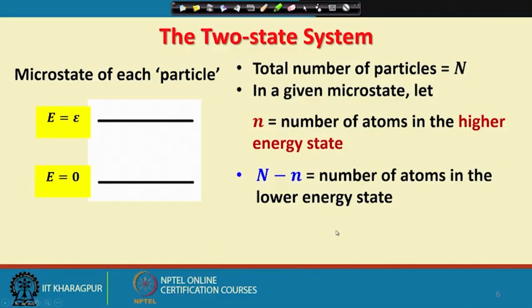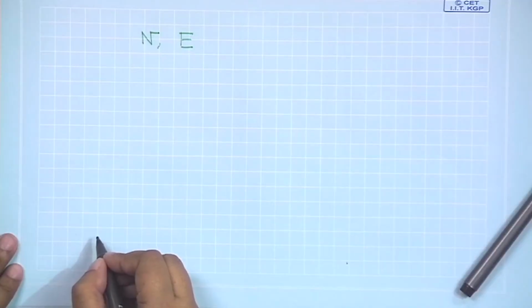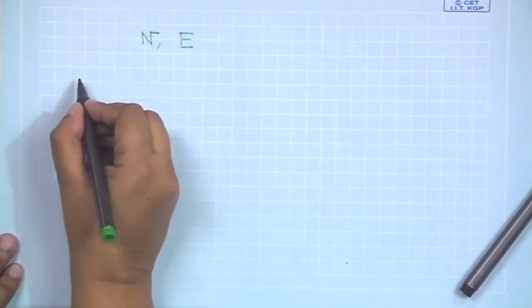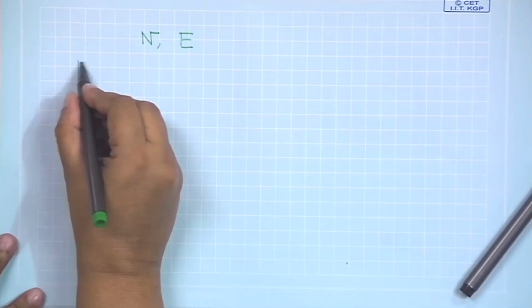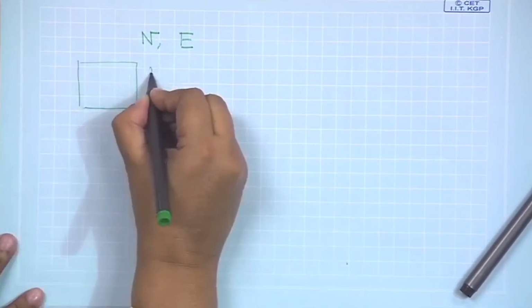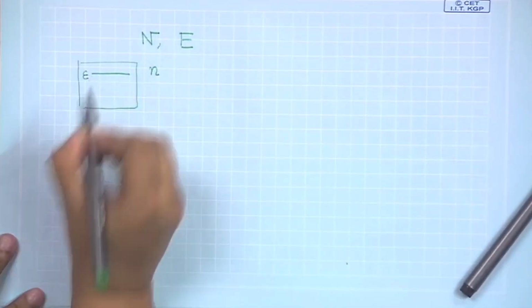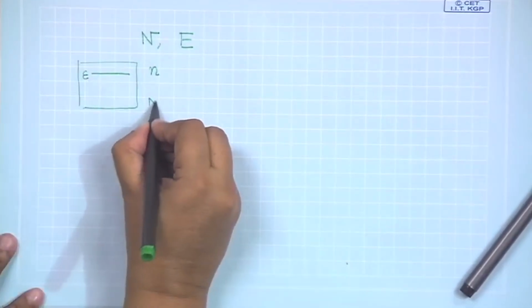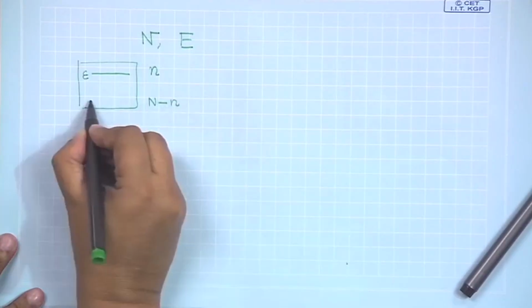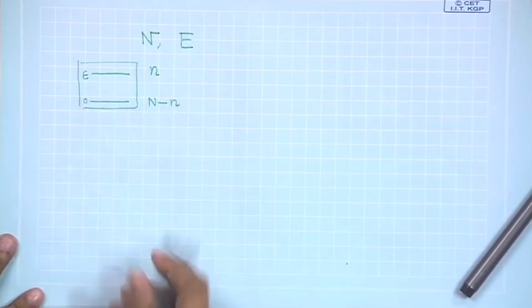I have already said that the number of particles is constant in this system, and also the total energy of the system is constant. Now, I have this situation in a given microstate. I have n particles residing in the upper energy state having energy epsilon, and capital N minus small n particles residing in the lower energy state having energy 0.